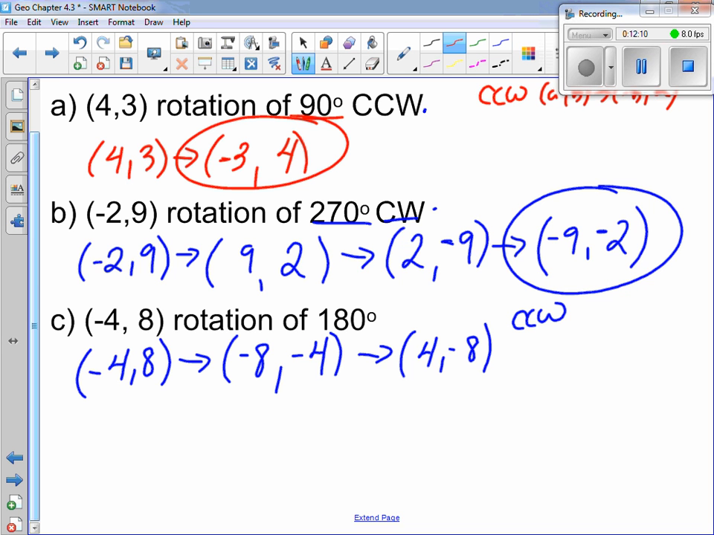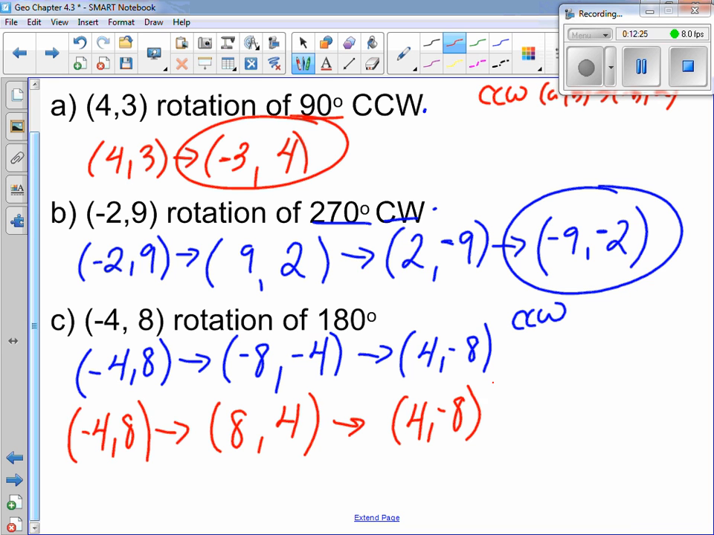Well, if I go clockwise, negative 4, 8, we would flip it and make the second negative, which would give us the point 8, 4. And if we do it again, we would get the point 4, negative 8. Those two there are the same point, yes? That's it.